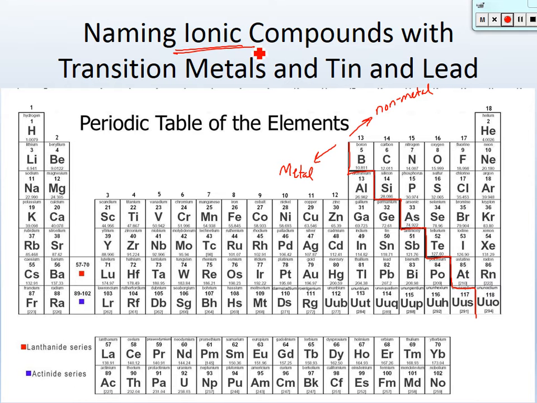So an ionic bond is when you have a metal forming a bond with a nonmetal. What's different about today is that now we're going to have a transition metal or tin and lead. So we're talking about this chunk of elements. There's the transition metals, and also tin and lead. Tin is Sn and lead is Pb. So we're going to talk about what happens when they form a bond with a nonmetal.